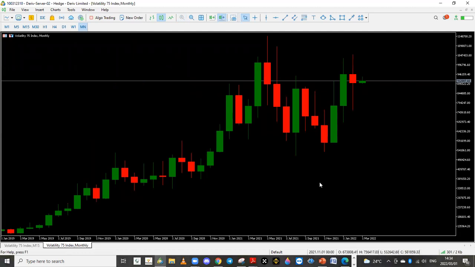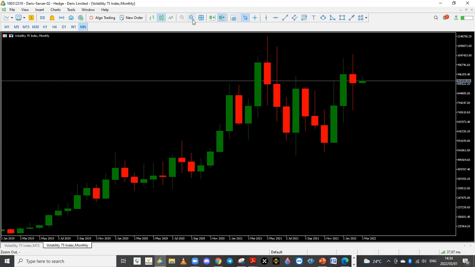So roughly, the analysis for Volatility 75 Index. Right now we are just going to do a rough top-down analysis so that you can see what we're anticipating for this week and even the upcoming weeks as we go on. Right now we're on the monthly time frame on our MT5 platform.